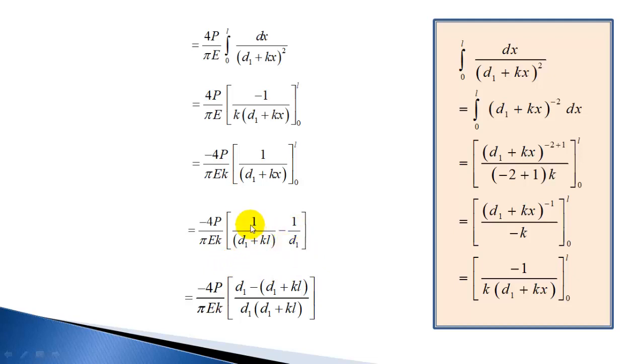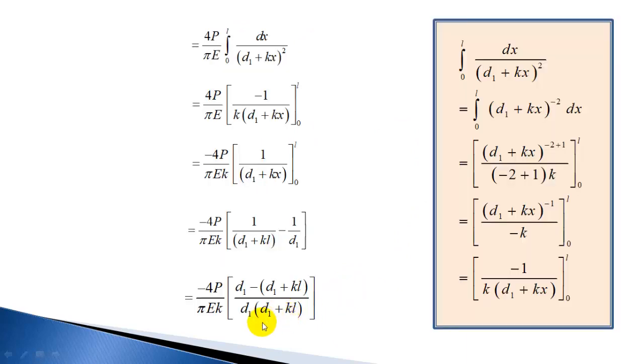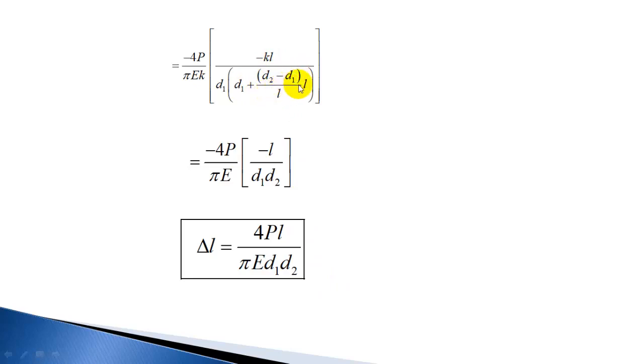Now cross multiplying, d1 minus (d1 plus kL) divided by d1 into (d1 plus kL). So the outside part is minus 4P by pi E k. Now d1 minus d1 cancels, you get minus kL. Here I am substituting for k: k is (d2 minus d1) by L. So that substitution is also made, in d1 plus kL I substituted k as (d2 minus d1) by L. So this k will get cancelled, minus of minus will become plus. And d1 plus (d2 minus d1) inside the bracket: minus d1 plus d1 cancels, you get d2. So in the denominator d1 into d2, k cancels, so you get minus L.